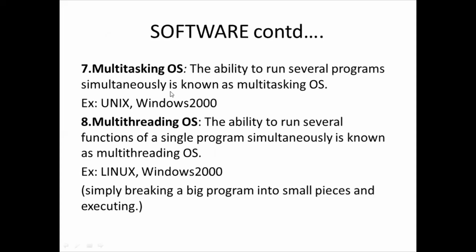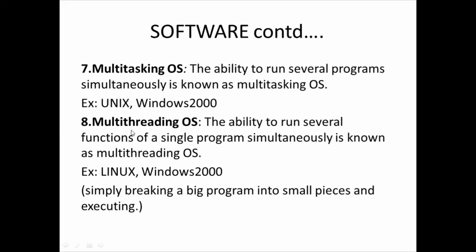Then we have the multitasking operating system. The ability to run several programs simultaneously is known as a multitasking operating system. Examples are Unix and Windows 2000. It means running several programs side by side; simultaneously means side by side. That is known as a multitasking operating system.